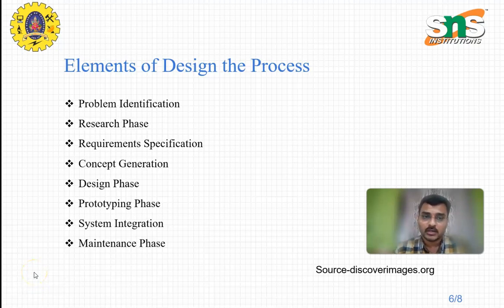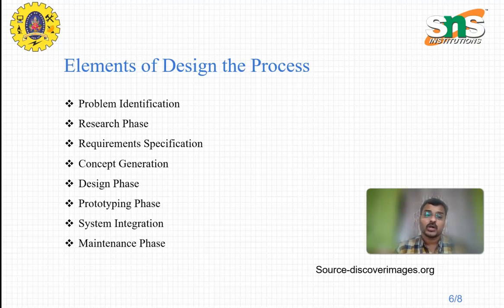Good afternoon, all. Today we're going to see the elements of the design process. In the last class we saw the definitions of CAD, CAM, and automation, and how CAD will be helpful for the mechanical engineer. Now we're going to see the elements we consider when designing a product or a component. The first element is problem identification.